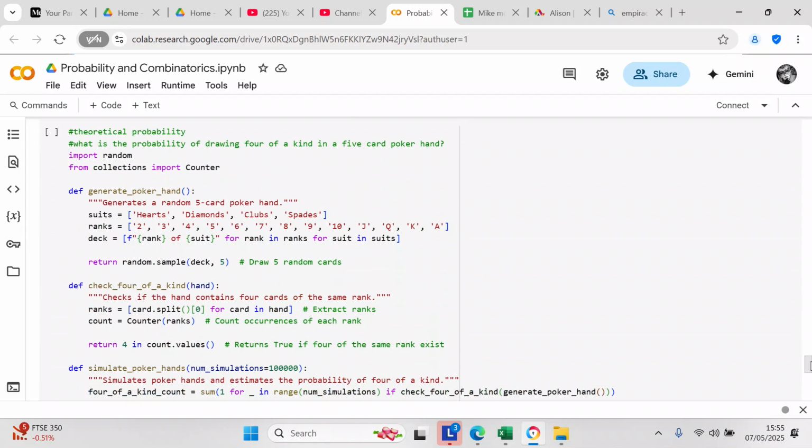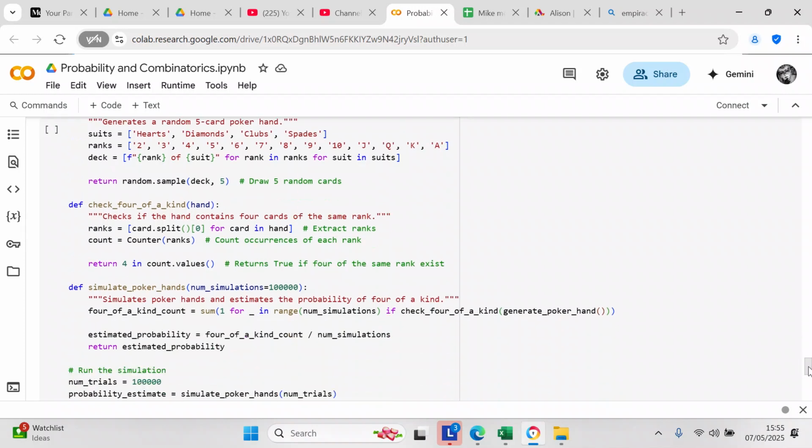J, Q, K, A. And deck equals rank, suit for rank in ranks for suit in suits. And it returns random.sample(deck, 5). So you draw 5 random cards.